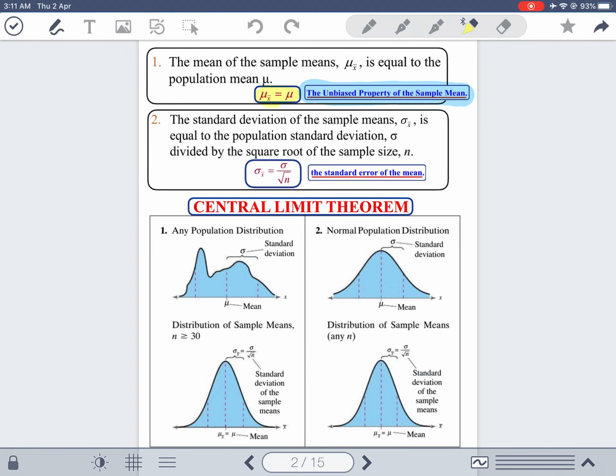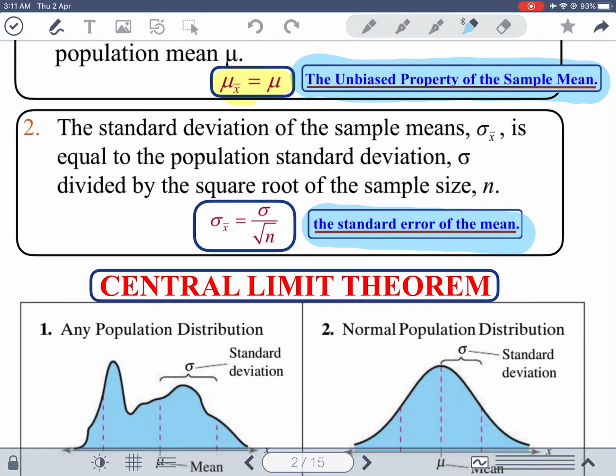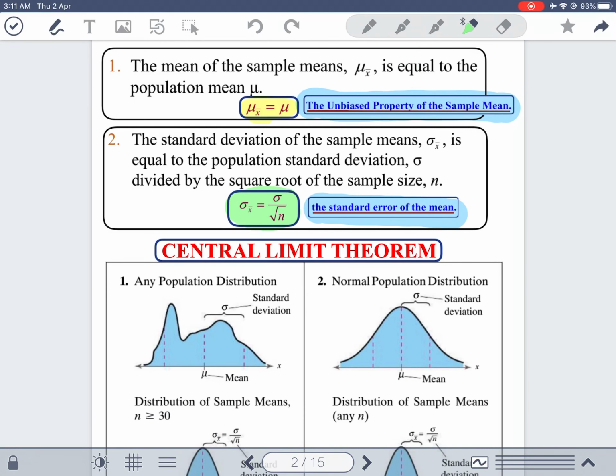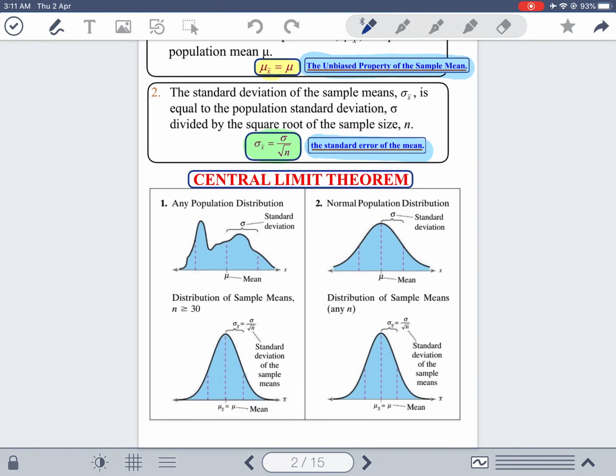Okay? And the second one is the standard error of the mean, which is the standard deviation of the sample means. So the standard deviation of the sample means equals the standard deviation of the population divided by the square root of the sample size. These are the two formulas that you need to remember. So let's color these also. These two are important, and then the central limit theorem.